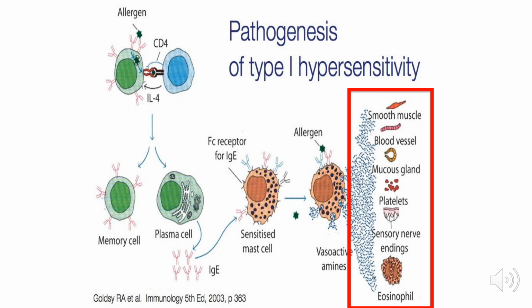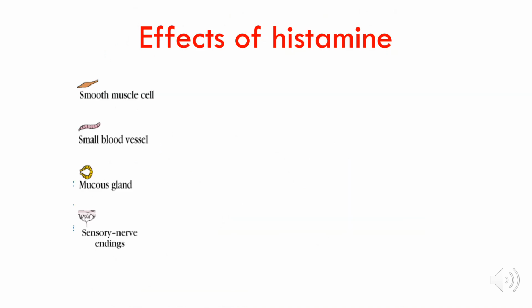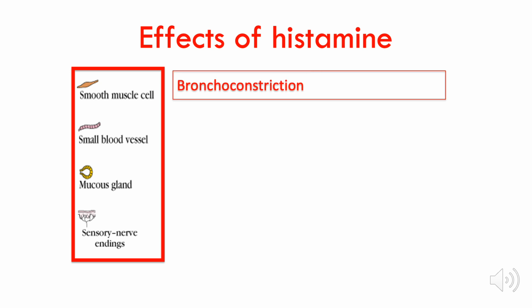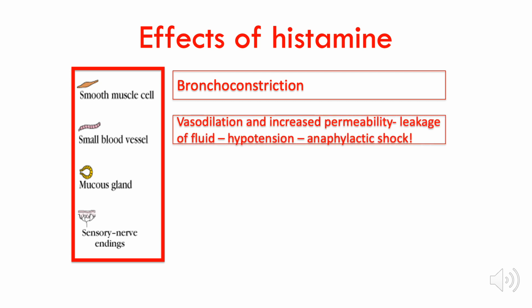Histamine will also act on sensory nerve endings, inducing now pruritus or itchiness. Histamine will act on the smooth muscle cells of the respiratory passage, resulting in bronchoconstriction. Histamine will act on the smooth muscles of the blood vessels, causing now vasodilation. Plus, I want you to listen very carefully, it can also increase vascular permeability, meaning it will allow some of the fluids in the blood to leak out of the blood vessel.